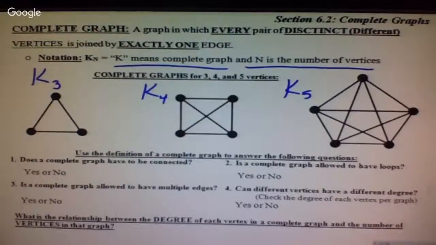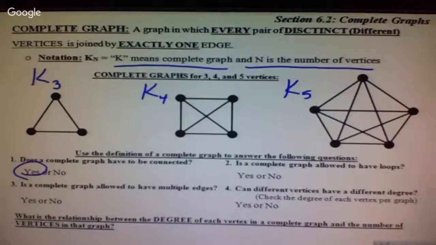Okay, so let's take a look at these pictures and answer the following questions. Number 1, does a complete graph have to be connected? Yes. If you take a look at all these, they are all connected. So no disconnected graph can ever be called a complete graph.